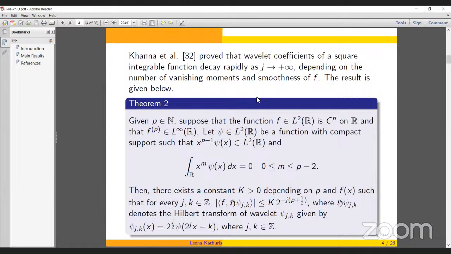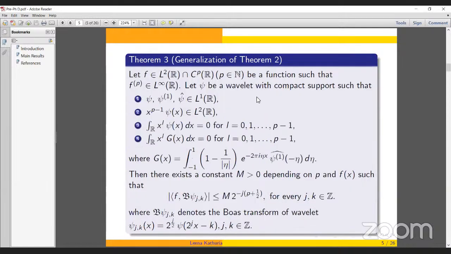Now we have generalized this Theorem 2 using the Bose transform of wavelets, and we have stated this in the form of Theorem 3, where we took a function f which was both square integrable and p times differentiable, such that its pth derivative belonged to L infinity R. That means it was bounded.